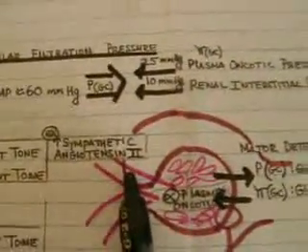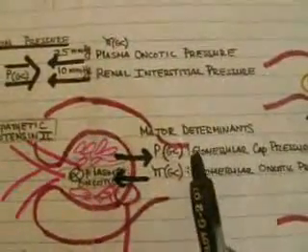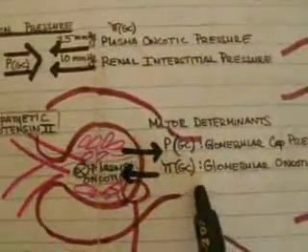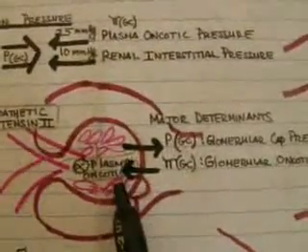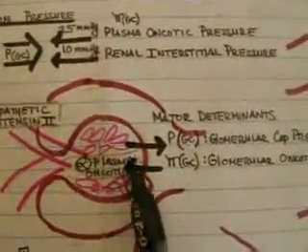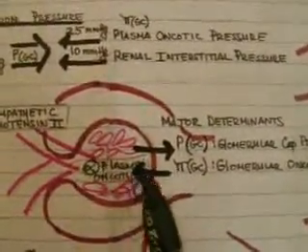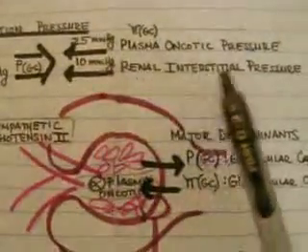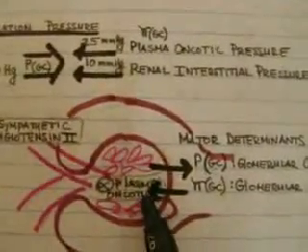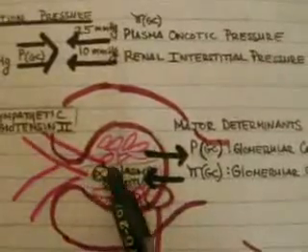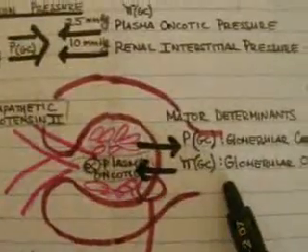And the opposing forces or opposing pressures are the plasma oncotic pressure, and that's the pressure that's pulling the blood back into the capillary system because of the concentration, for example, the proteins within the vessels of the capillary draws the blood back into the capillary system. Likewise, the renal interstitial pressure has a pushing force that tries to push the blood back into the capillary system or prevents the blood from flowing from the capillary system into the proximal convoluted tubule.